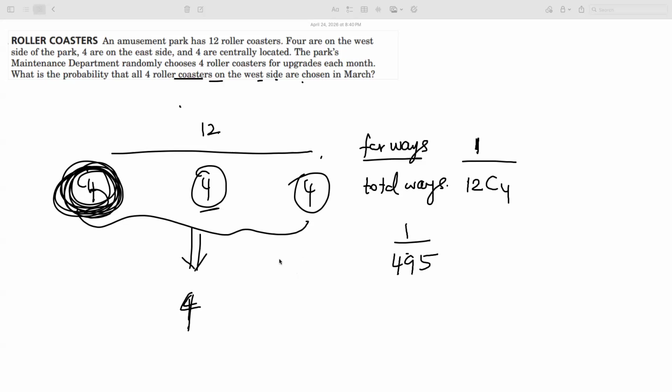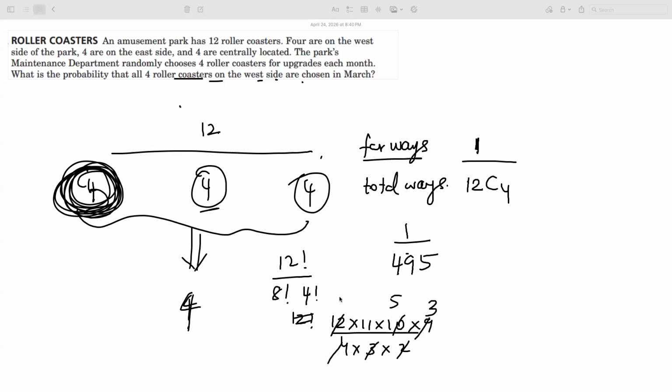You can put it in the calculator, but it is 12 factorial by 8 factorial, 4 factorial. 12 factorial by 8 factorial is 12, 11, 10, 9 divided by 4, 3, 2. So this is 3, this is 5, this is 3. As a result, 9 5s are 45. 45 times 11 is 495. Got it, guys?